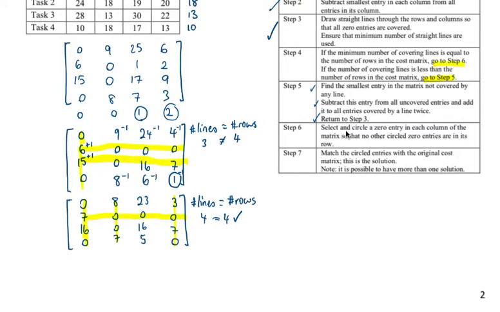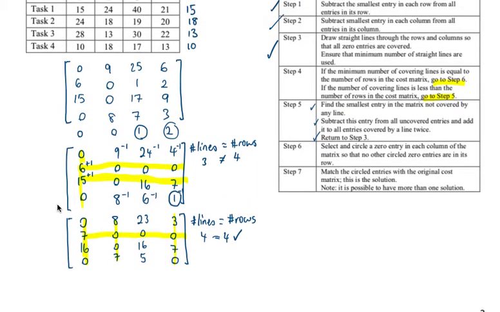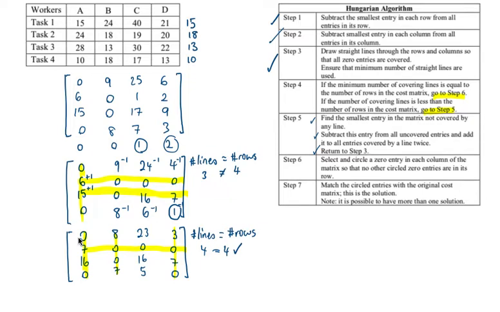So circle a 0 entry in each column. So it's time to allocate. We can see task 1 here. Task 1 would have to go to A. Our next one, well, now that A has been used up, we can see that A can't also be allocated to task 4, and task 4 has only 2 people who are optimally allocated. So because task 4 can't use A anymore, they'll have to use worker D.